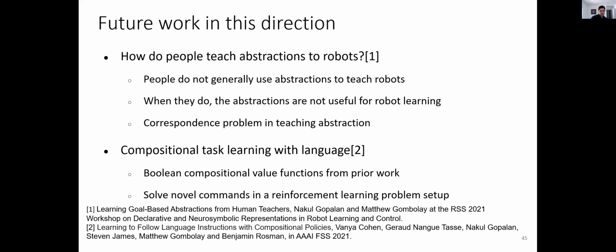The second work that we're looking at is compositional task learning with language. And this is more of a classic end-to-end deep learning type of pipeline where we're trying to learn some Boolean compositional functions that are actually part of prior work. And then we try to solve novel commands given these Boolean compositional value functions in the reinforcement learning scenario. And this will be at the AAAI Fall Symposium workshop in, I think, a month.